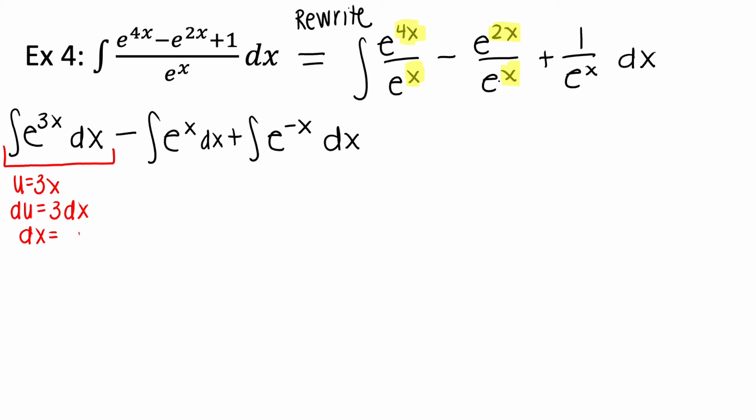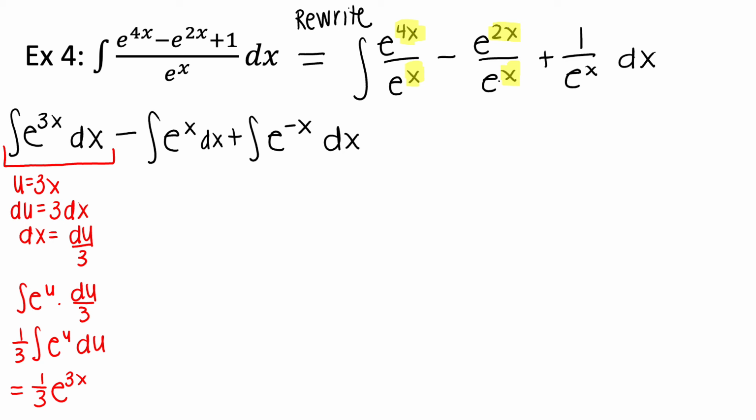So dx equals du over 3, which means I'm really integrating e to the u times du over 3, or 1/3 the integral of e to the u du, which just leaves me with 1/3 e to the u, and I'm going to replace my u with my 3x. So my first piece becomes 1/3 e to the 3x. My second portion, the integral of e to the x, is one of our basic definitions, is just e to the x. Not too much work to do for that one.